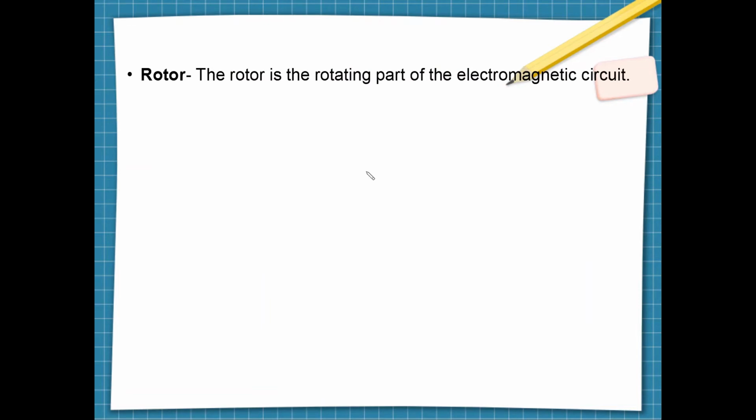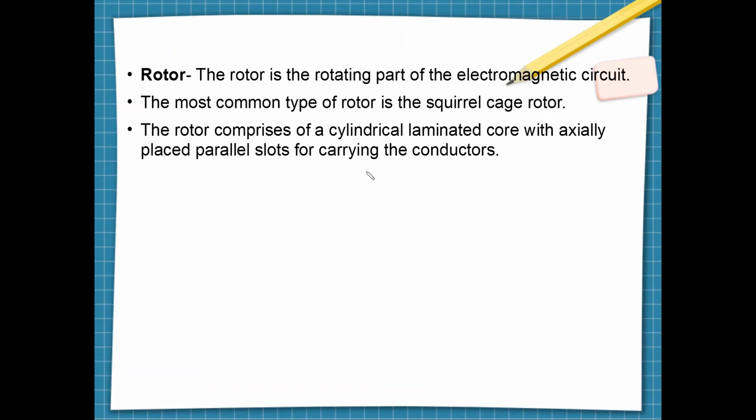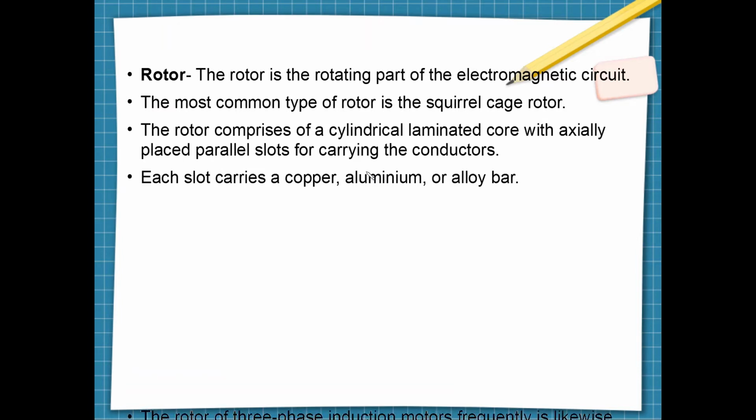Rotor. The rotor is the rotating part of the electromagnetic circuit. Like rotor rotates, or we can say it is the core. The most common type of rotor is the squirrel cage rotor. It is widely used. The rotor comprises of cylindrical laminated core with axially placed parallel slots for carrying the conductors. You will get to know it in the next slides. Each slot carries a copper, aluminium or alloy bar to increase the magnetic induction.